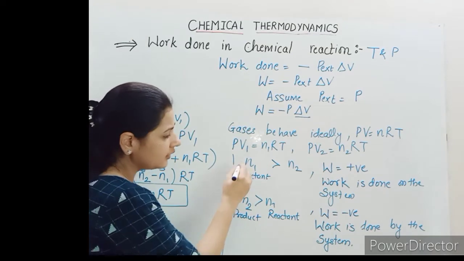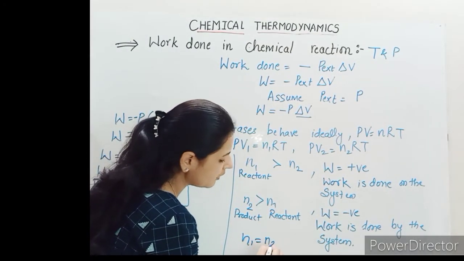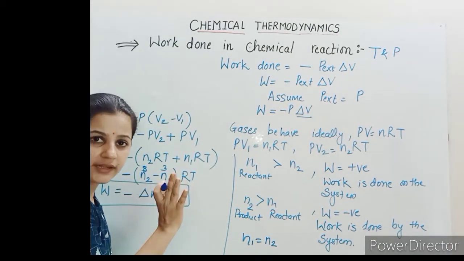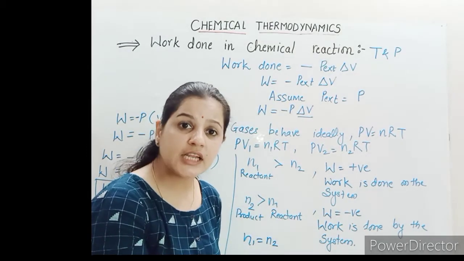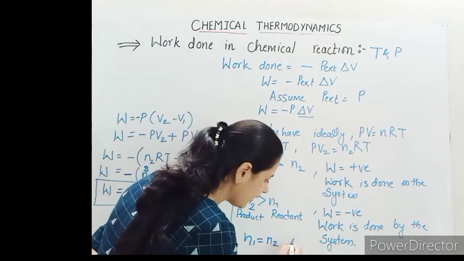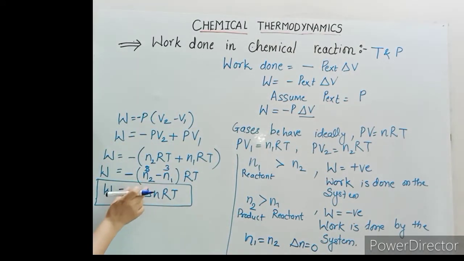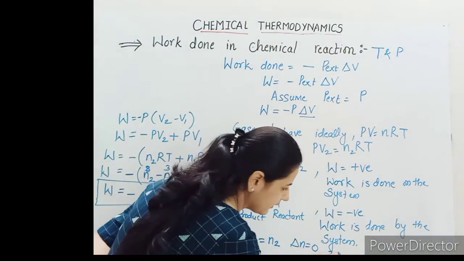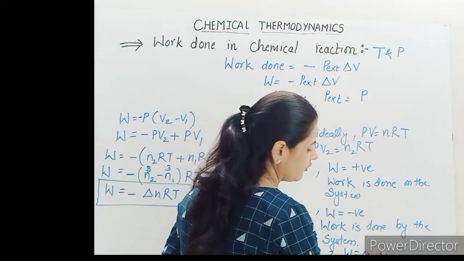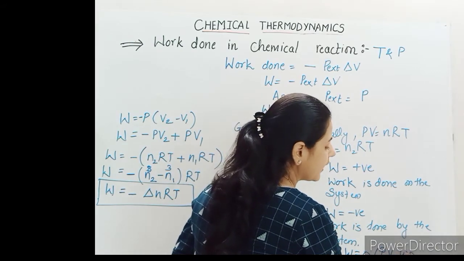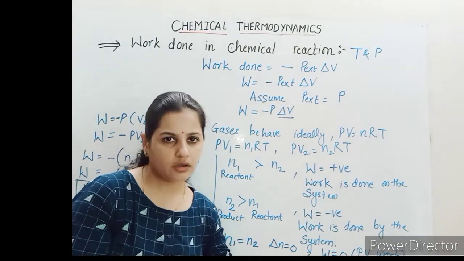Also, suppose N1 is equal to N2, a third situation, where both become equal, meaning the number of moles of gas on the reactant side and the product side are equal. In that case, the delta N value will become 0, and if delta N is equal to 0, no work is done. In that case, the work done will be 0. So in such a situation, if we consider the PV type of work, then there will be no change in the work. If both are the same, then there will be no work done.